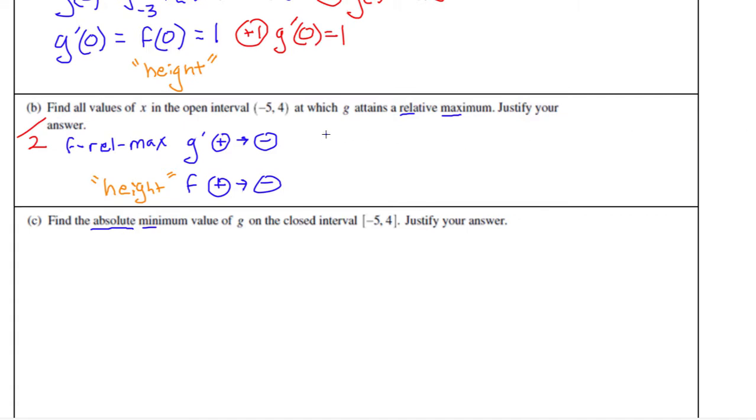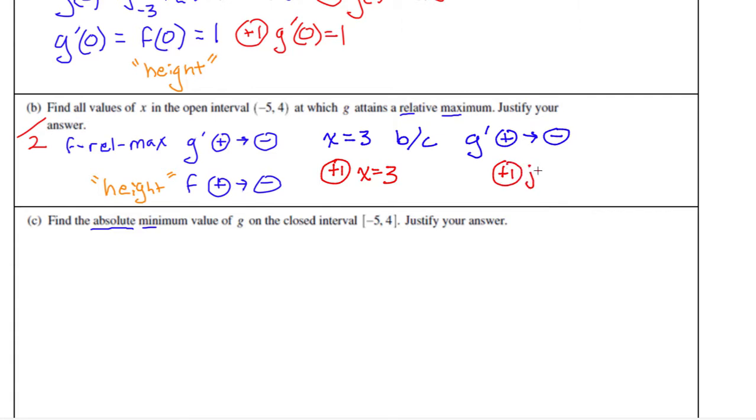So our answer here is x equals 3. And we need the rationale, the justification. And the justification is because G prime went from a positive to a negative. You get 1 point for saying x equals 3. You get another 1 point for the justification.